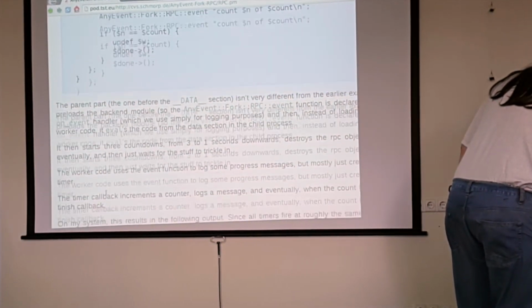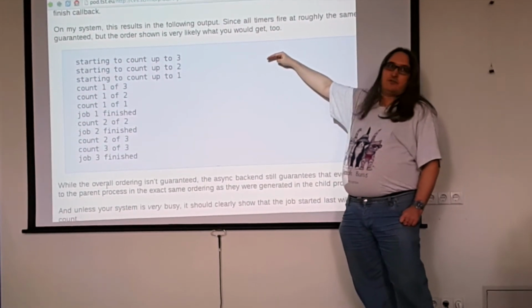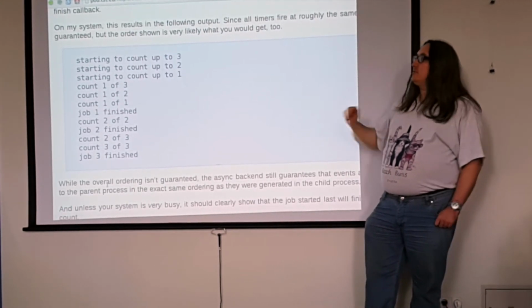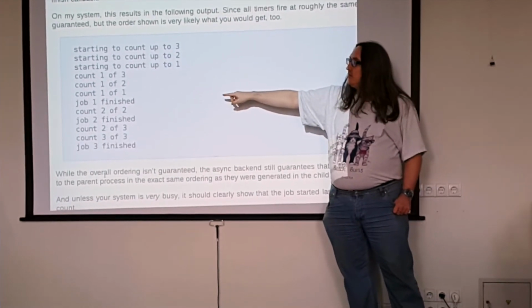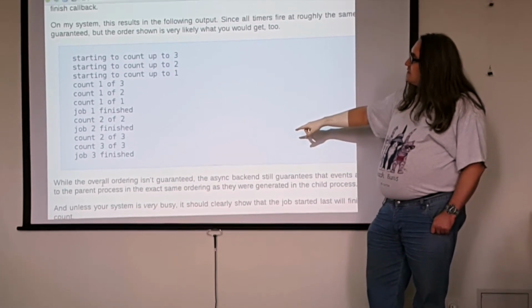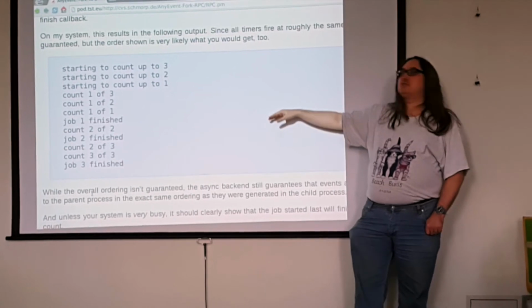And the order, I think I have the output here, is that the run function will be called with 3 to 1 in the same order as I submitted the jobs. Then it counts, but the finish callback in the parent will be called in the order of completion. The job 1 is not the first job, it's the job with the 1 second counter. So this is job 1, job 2, job 3. So this finishes first, even though it was started last.